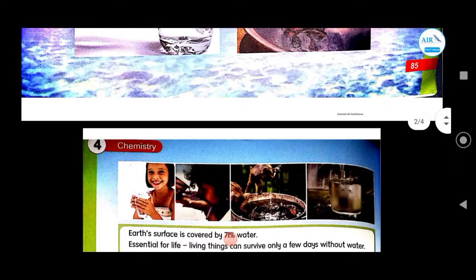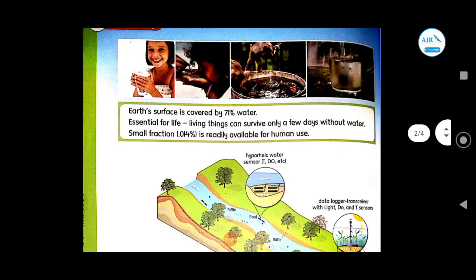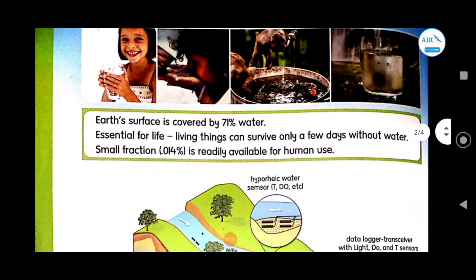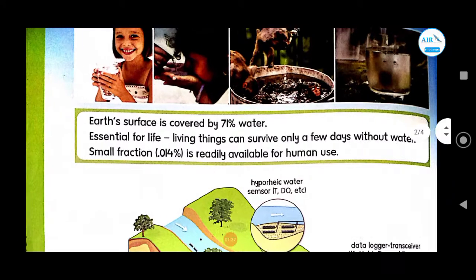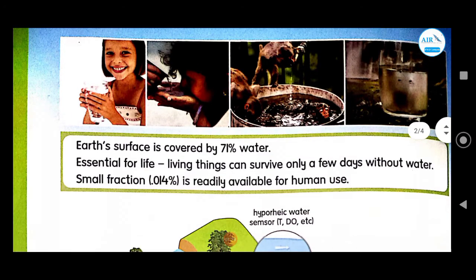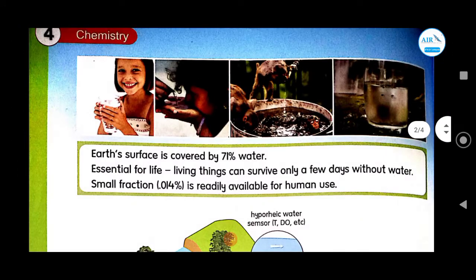So let's discuss more about water. Here it is written that Earth's surface is covered by 71% of water. Water is essential for the life of everything, not only humans but also animals and plants as well. When there is no water, there will be no food making by the plants, and there will be no oxygen available for us to live.